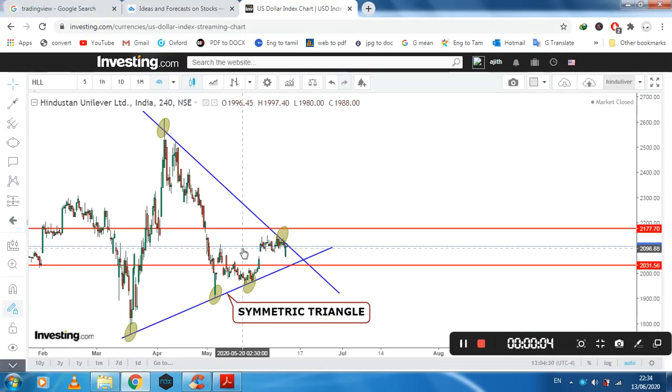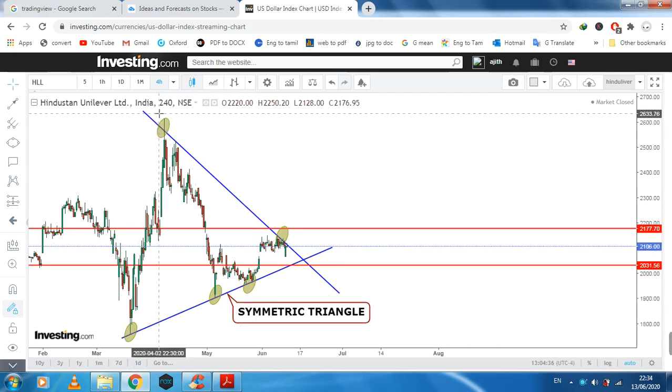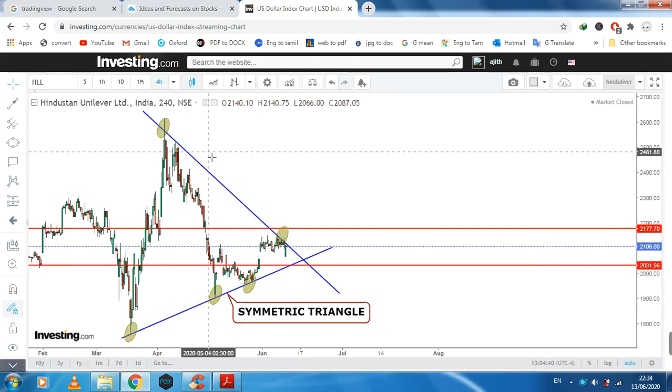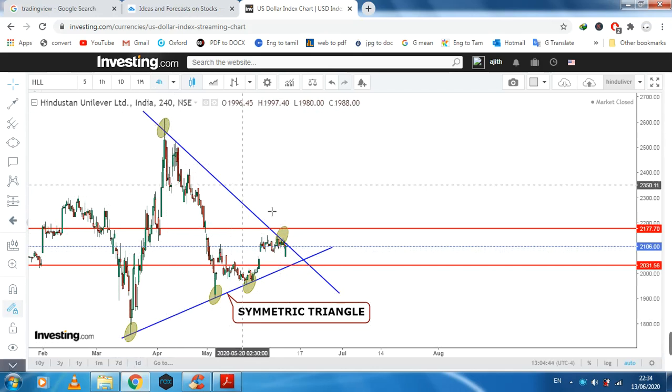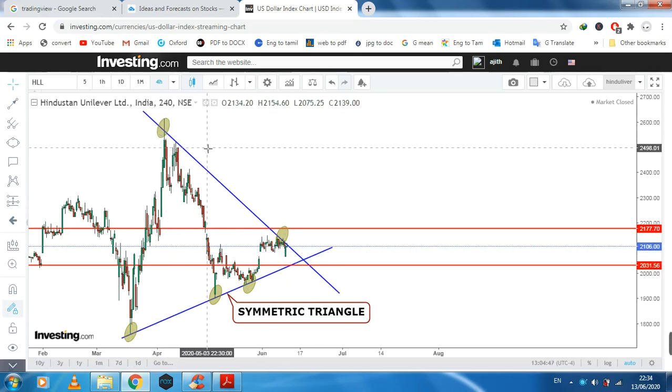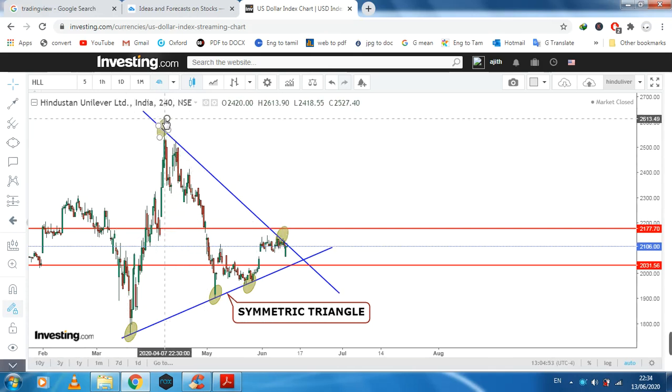Okay, behind the Hindustan Unilever Limited. This time the Hindustan Unilever is in a symmetric triangle. Okay, you can see this. This is the 4-hour chart. Also, every point has been touched very well at this Hindustan Unilever. This area has 1, 2, 3 touches, and the bottom also has 3 touches.